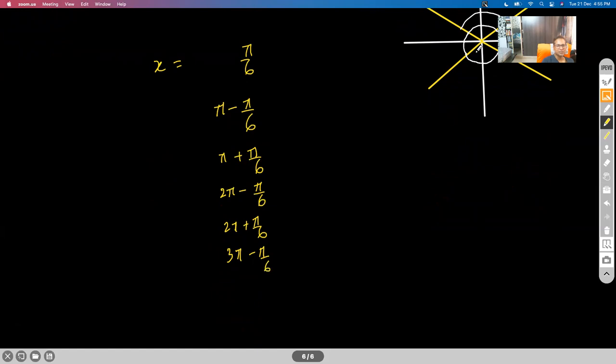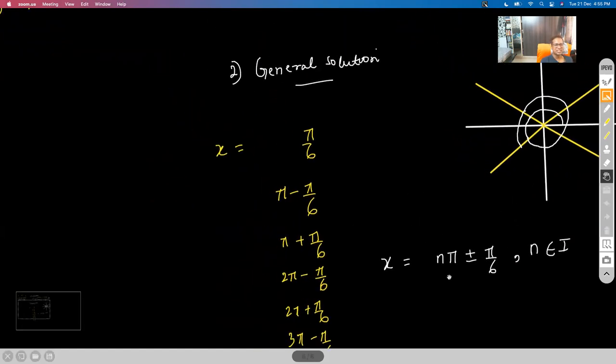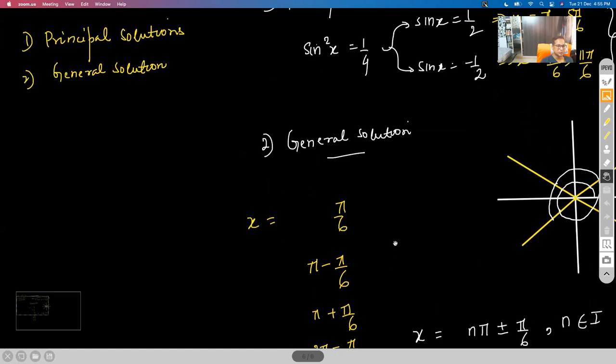Yeah. Next value will be this angle, which is 3 pi plus pi by 6, right? See, now I think you should have enough data points to write it. Dot, dot, dot. What is the general solution? Or what is the pattern that you see here? The pattern that you would be seeing here is n pi plus minus pi by 6, n being an integer, isn't it? Okay. Is it fine? So this becomes your general solution to this question.